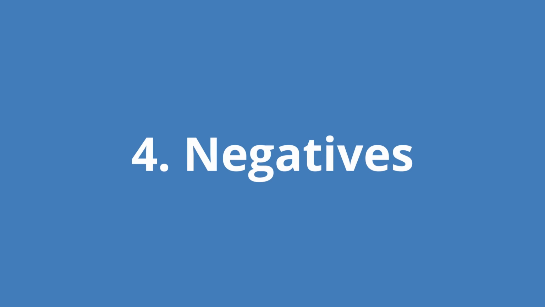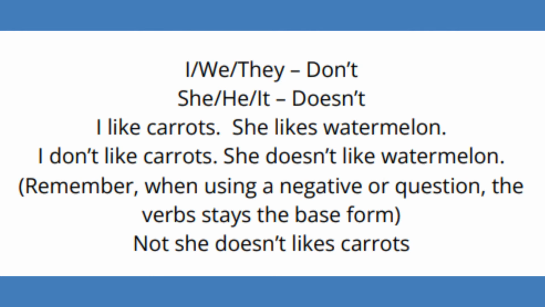Negatives. If you have plural, we, they, the students, I or you, then you say don't. If it's singular, he, she, the dog, it's doesn't. We don't like to work. The students don't want to study. The girl doesn't want to watch a movie. The boy doesn't sleep early at night.